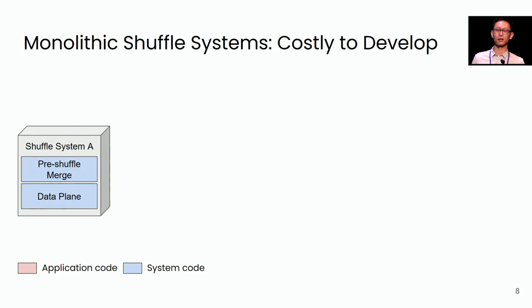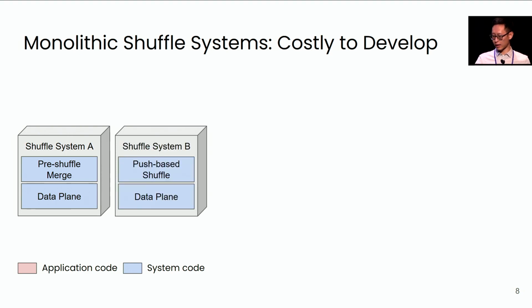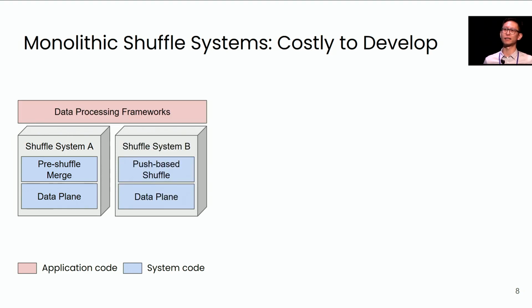One is what we call the control plane optimization, which is basically about when and where to schedule the task, when to move the blocks, and how to merge the blocks after transmit. The other one is about the low-level optimizations to efficiently transfer blocks and things like that. So they're usually built as one big box of the system, and then they're deployed to support a data processing framework on top. So this creates two problems.